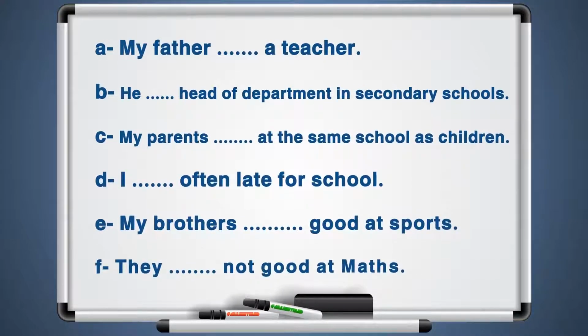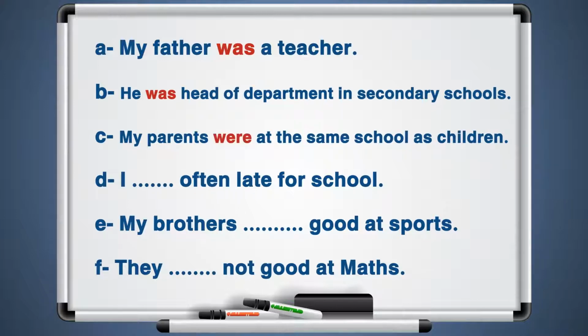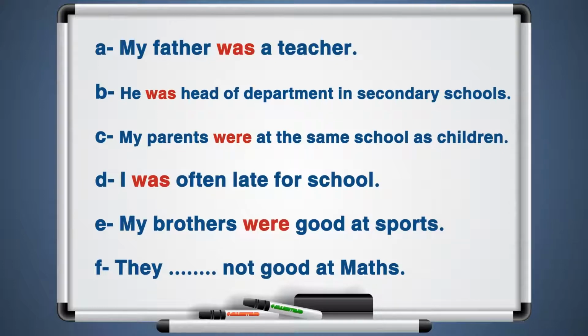So, first, complete the following statements with was or were. A. My father was a teacher. B. He was head of department in secondary school. C. My parents were at the same school as children. D. I was often late for school. E. My brothers were good at sports. F. They were not good at math.